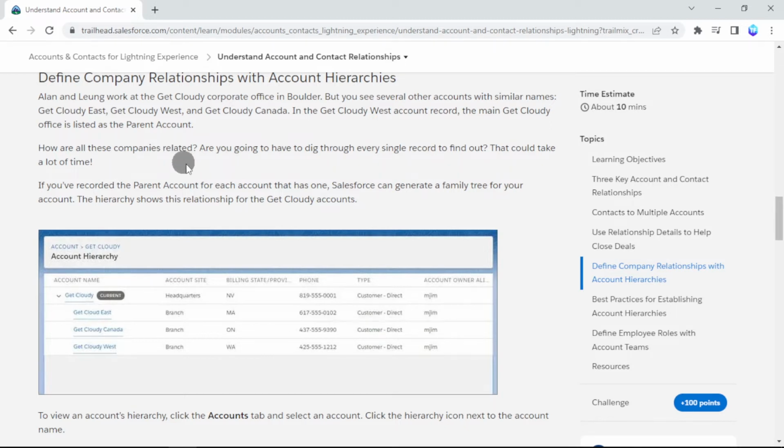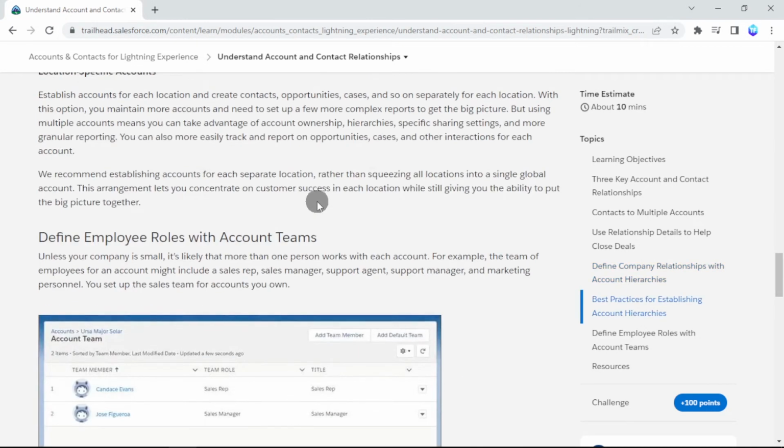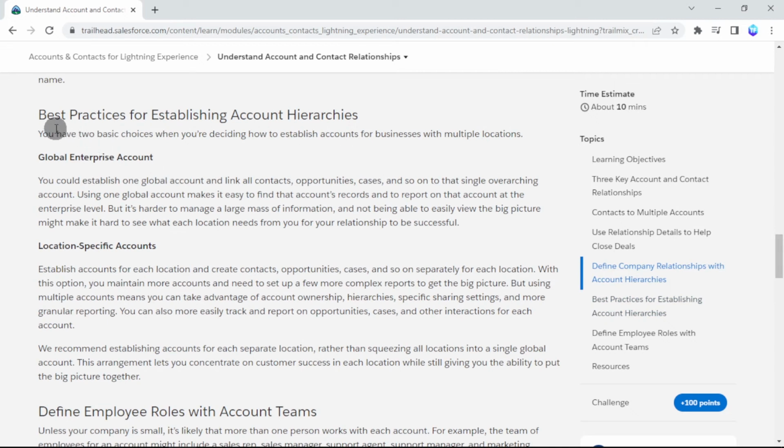When we try to search each single record, it takes a lot of time. If we have recorded the parent account for each account that has one, Salesforce can generate a family tree for your account. The hierarchy shows this relationship for the GetCloudy accounts. So this is the account hierarchy. Some of the practices for establishing account hierarchies are global enterprise accounts and location specific accounts.